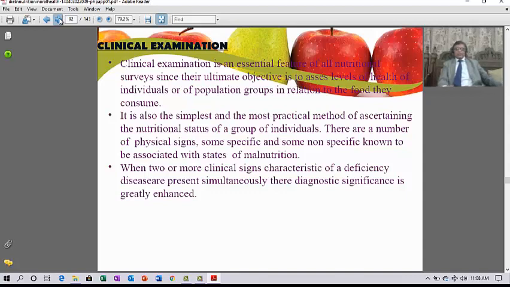Now coming to clinical examination, it is an essential feature of all nutritional surveys, since the ultimate objective is to assess the levels of health of individuals or of population groups in relation to the food they consume. It is also the simplest and most practical method of ascertaining the nutritional status of a group of individuals. There are a number of physical signs, some specific and some non-specific, known to be associated with states of malnutrition. When two or more clinical signs characteristic of a deficiency disease are present simultaneously, their diagnostic significance is greatly enhanced.